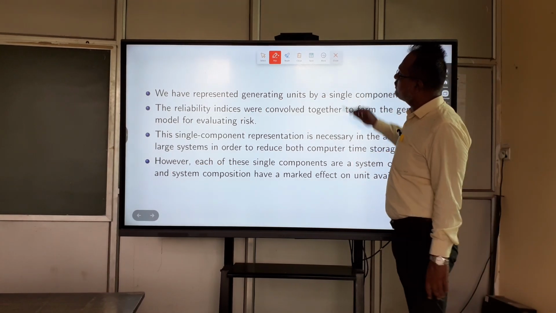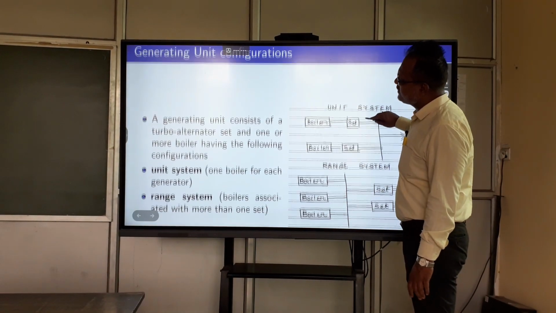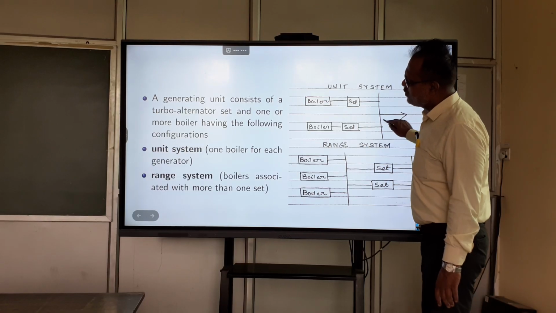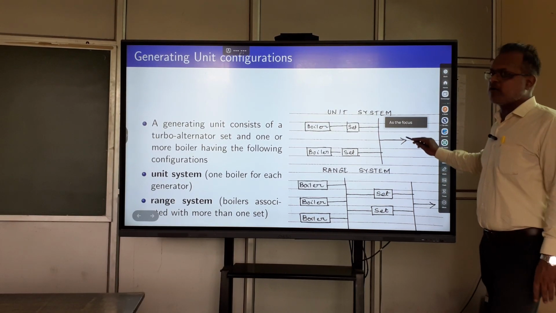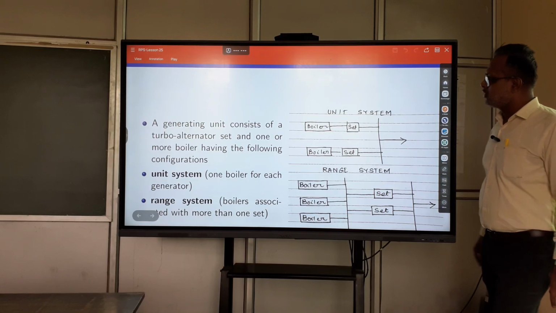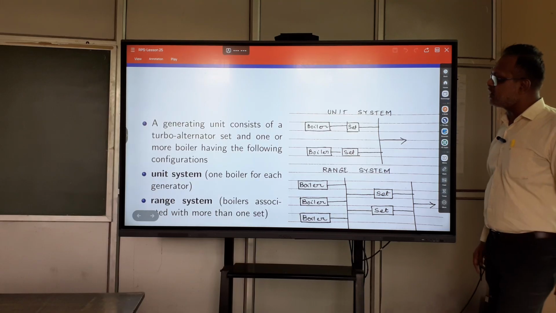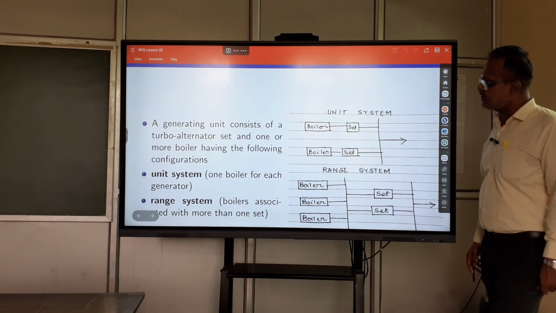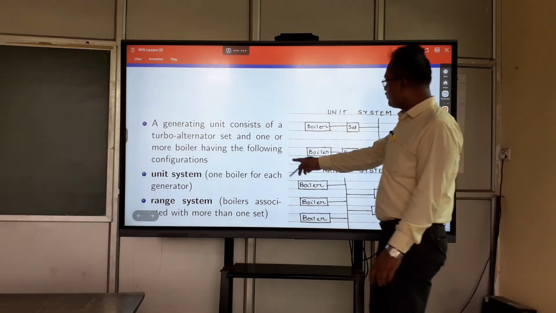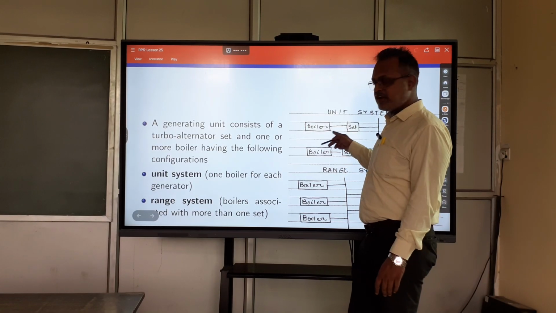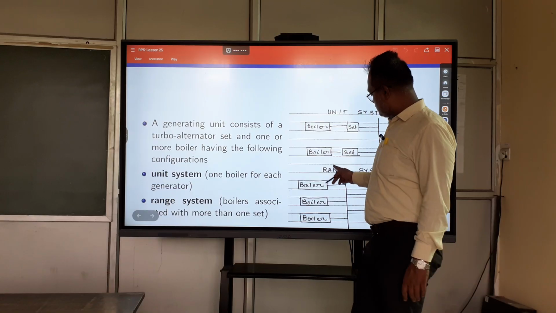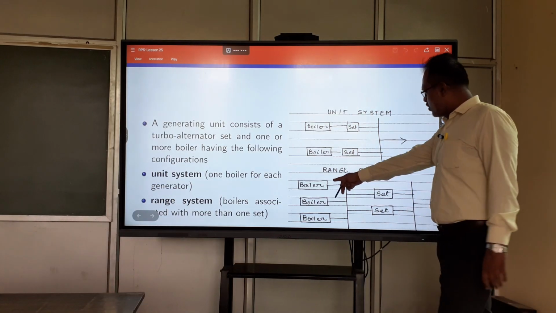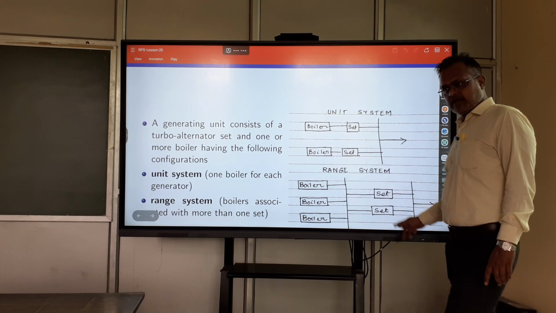So what configurations are generally used? Here basically we discussed turbo alternators, steam power plants. A generating unit consists of a turbo alternator set and one or more boilers having the following configurations. Unit system: one boiler for each generator set. And here the rail system, where one boiler is connected with more than one set. Draw this.